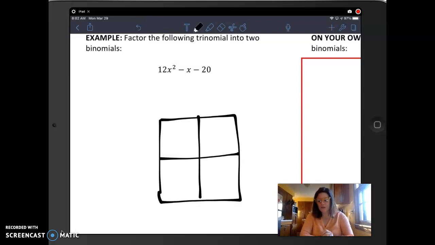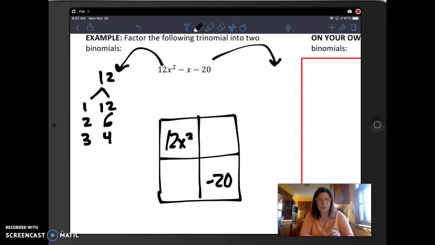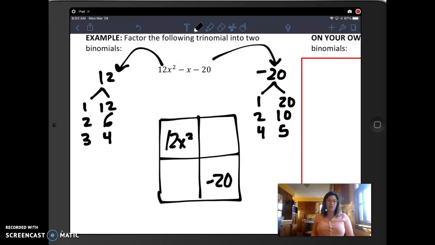Okay, so what makes this even more complicated is this 12x squared right here. The 12x squared really complicates things because there are a few different ways to multiply to 12, right? We can do 1 and 12, or 2 and 6, or 3 and 4. And so which one is going to work, we don't know. So it's just adding more and more options to how we could multiply. And then at the same time, we have to take a look at the negative 22.